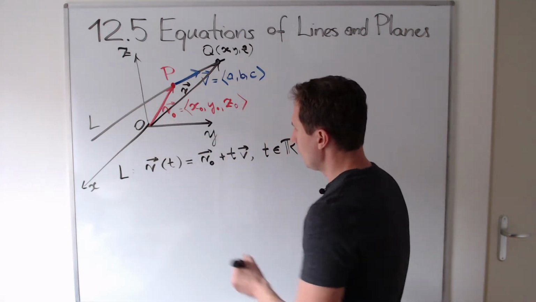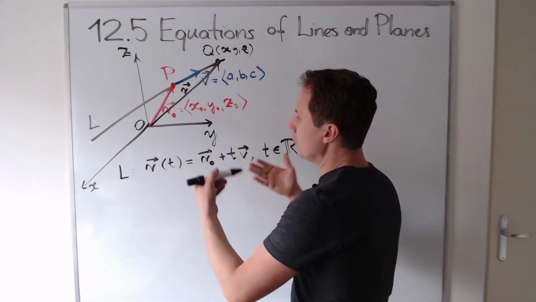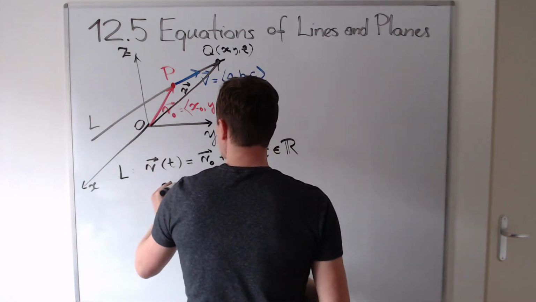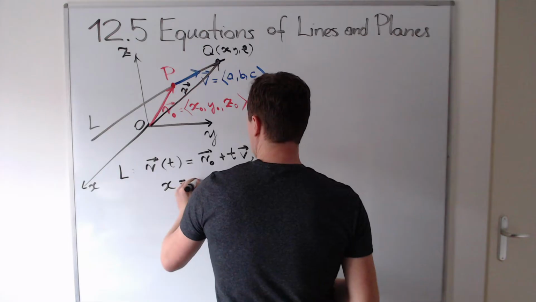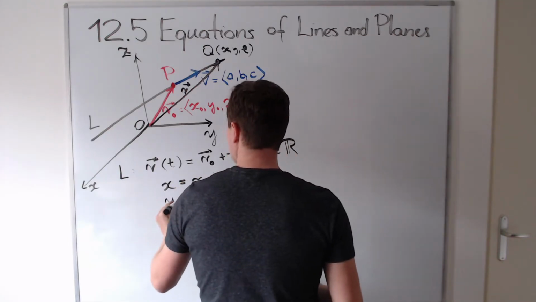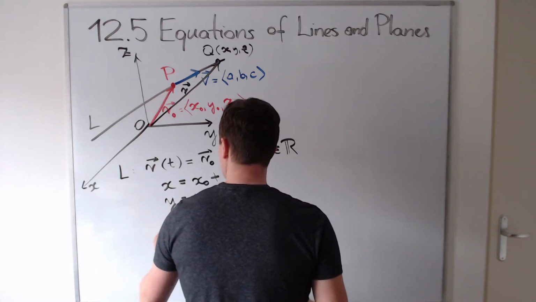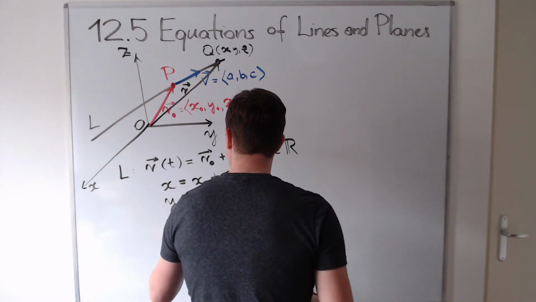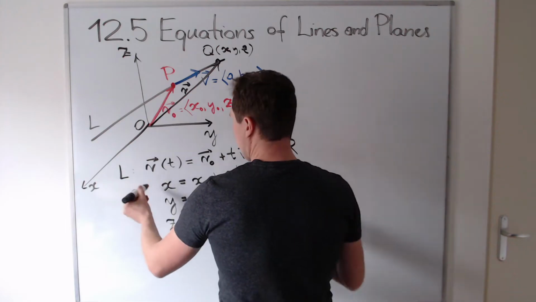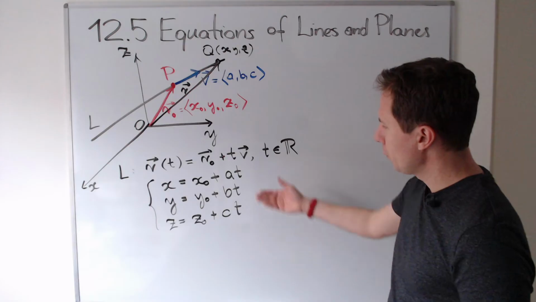Okay, so of course you could turn this vectorial equation into coordinate equations. So you could say that x is equal to x0 plus a times t, y is equal to y0 plus b times t, and z is equal to z0 plus c times t. So you can either use the vector form or this scalar form with 3 components or 3 coordinates.